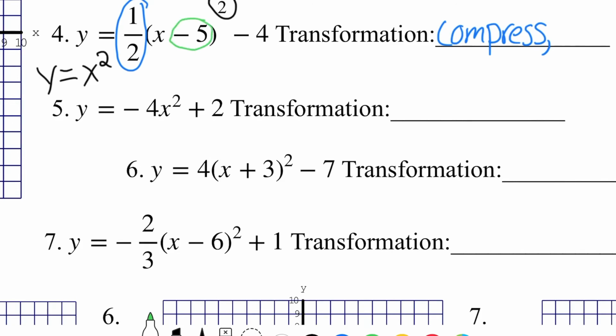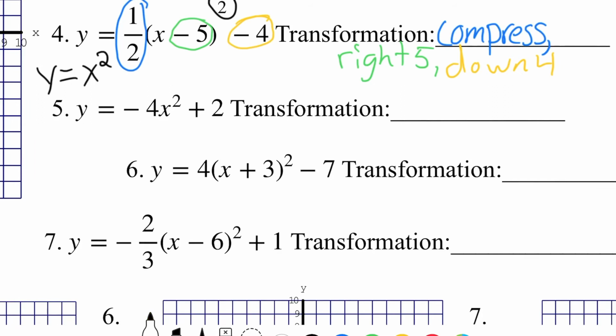Then I have a -5 on the inside. If it's on the inside, we're going to do the opposite of the sign. So we have right 5. And then we have -4 on the outside. If we're on the outside, we're going to be obedient to the sign. So we have down 4. And then we can graph this. Now, for 5, I'm going to just focus on these transformations. You can graph this on your own time. If you need help graphing it, please email me.